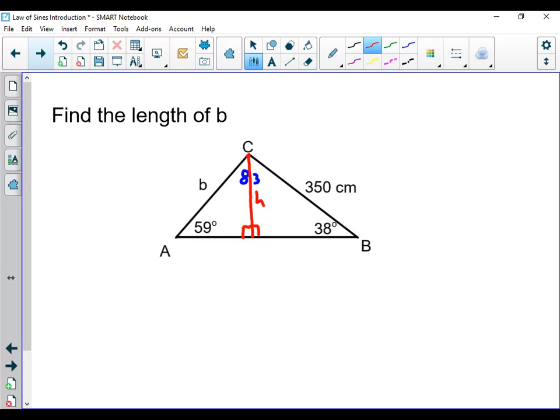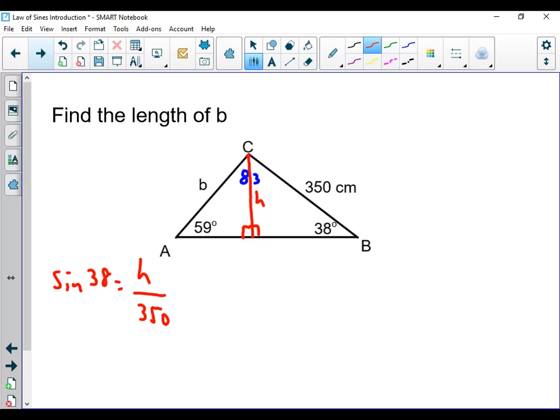Cosine. Which one? Cosine. This one, though, it's going to be sine. Yeah, it's going to be the opposite. And I'm missing over the hypotenuse. So I can find h by looking at the sine of 38. Because the sine of 38 should be that h over 350.